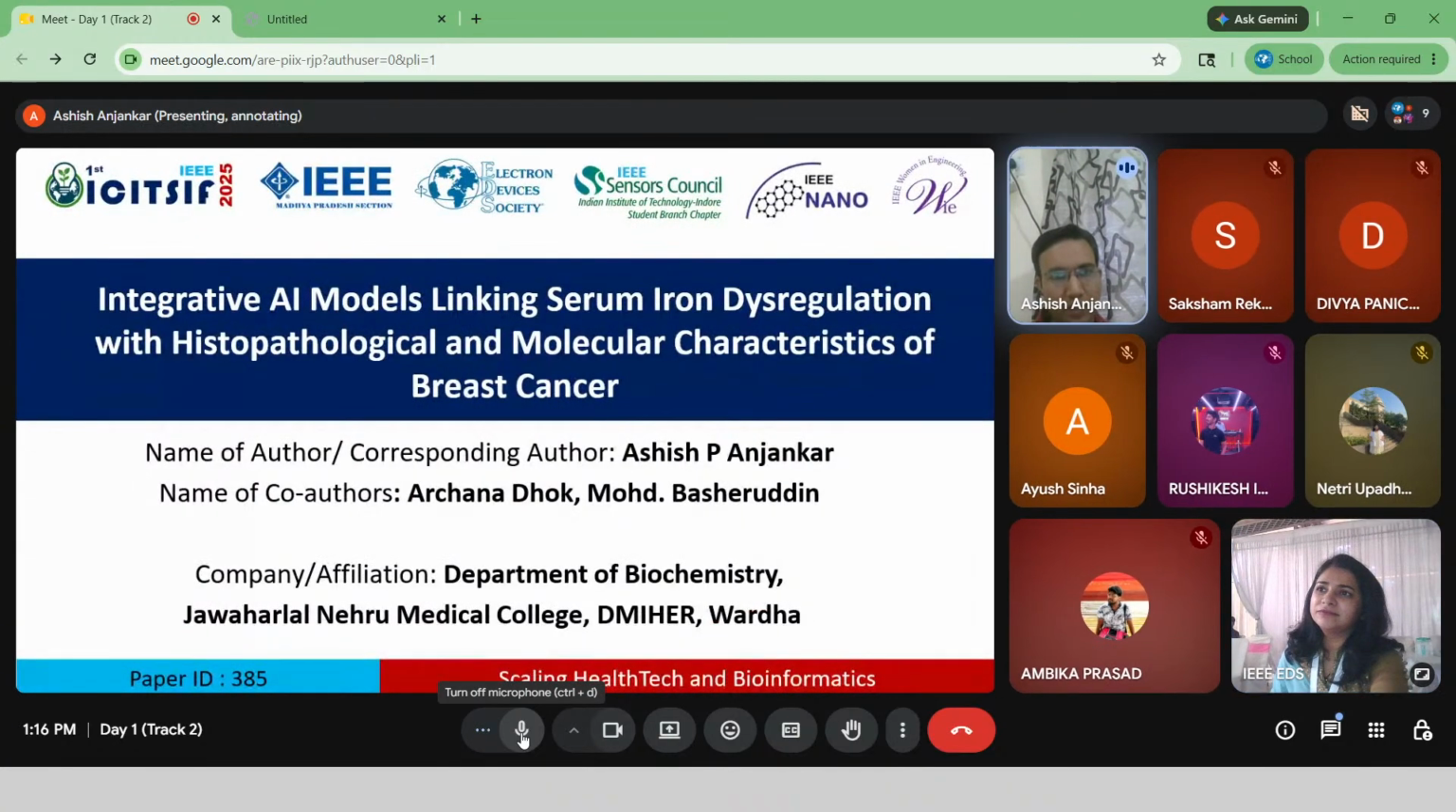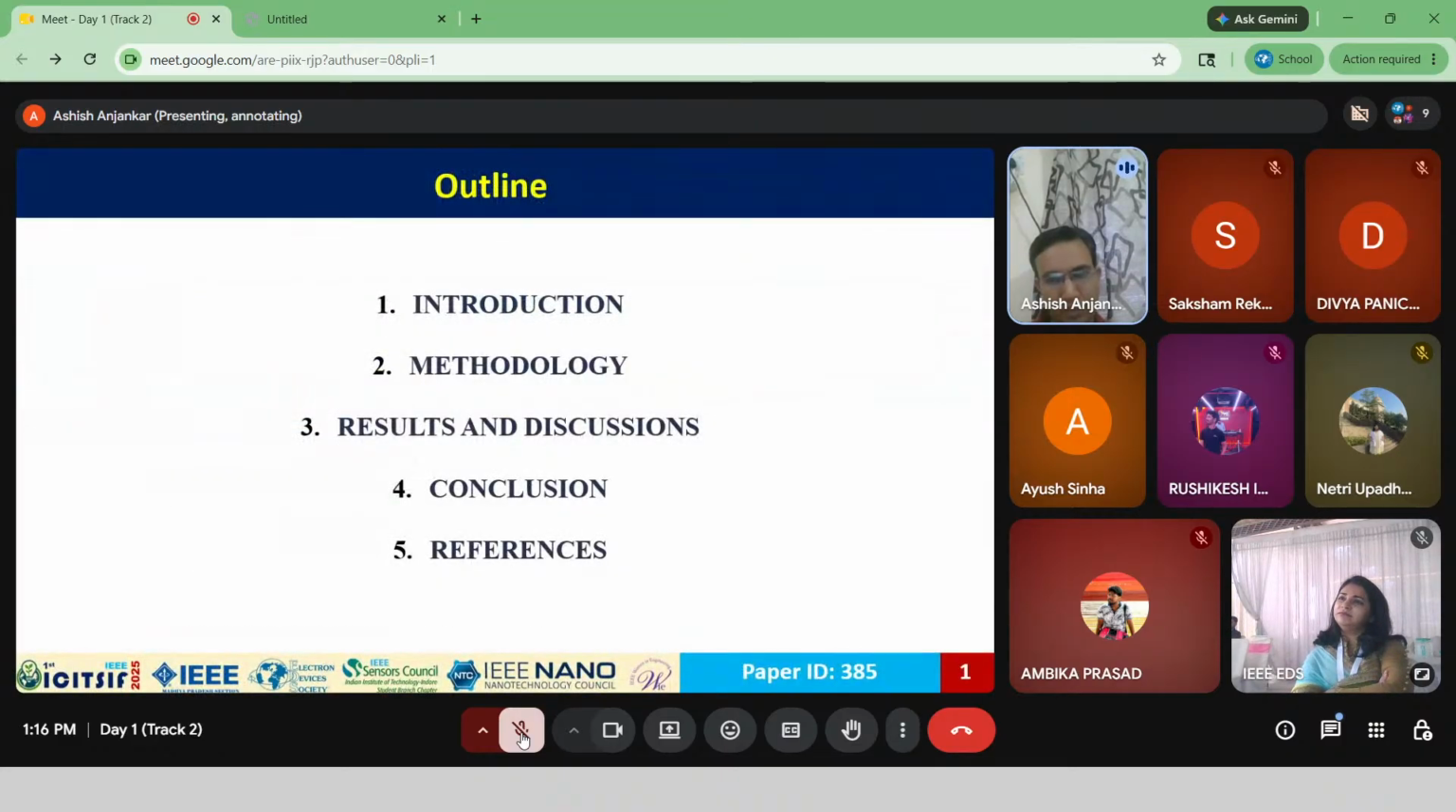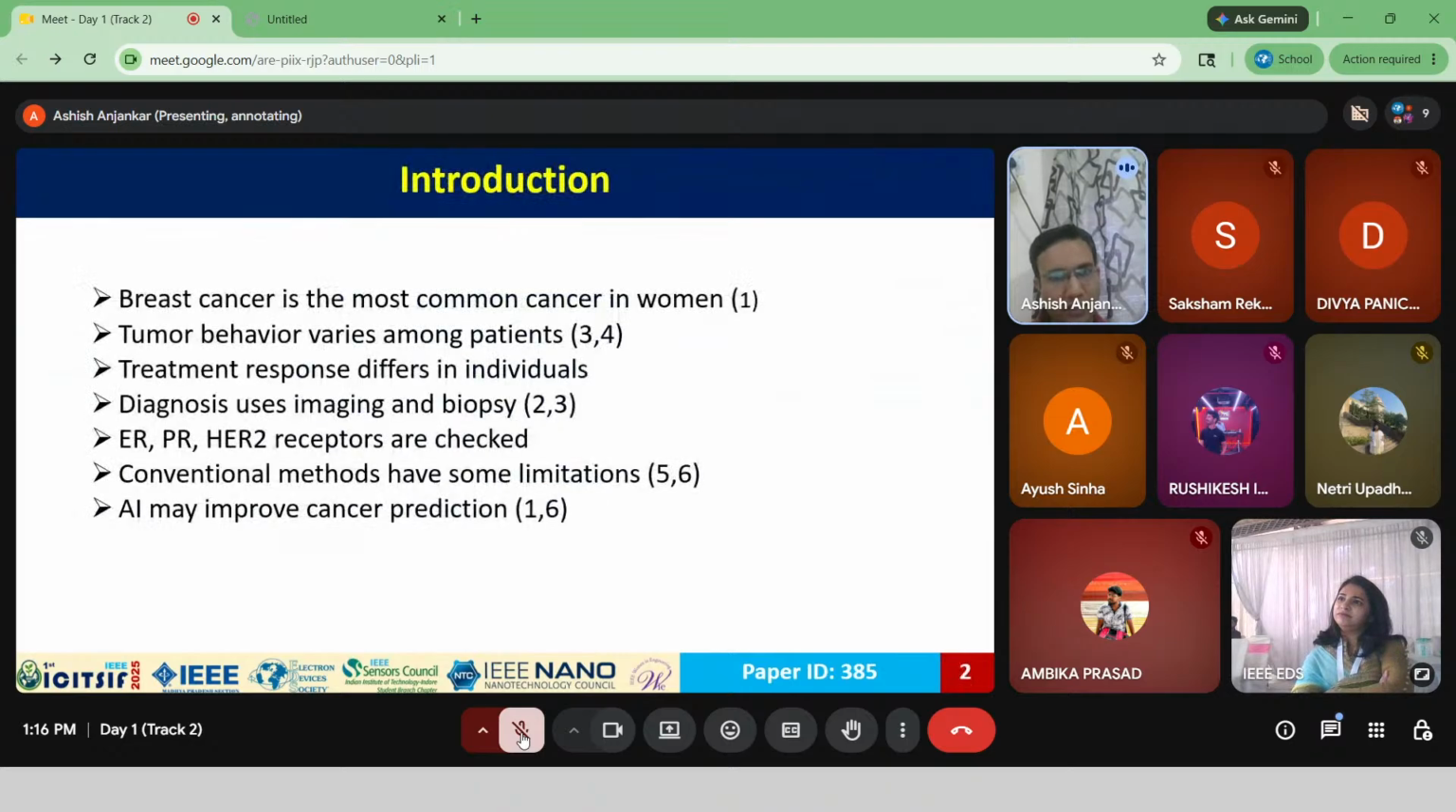So, the topic is to link an AI model with serum iron dysregulation and the histopathological and molecular characteristics of breast cancer. We have kept the presentation under the headings introduction, methodology, result, conclusion, and references. As we all know, breast cancer is the most common cancer in females, and tumor behavior varies among patients. Treatment response also differs amongst individuals.